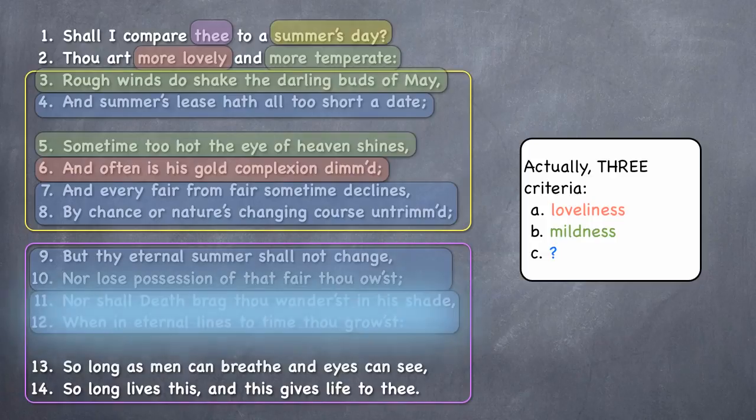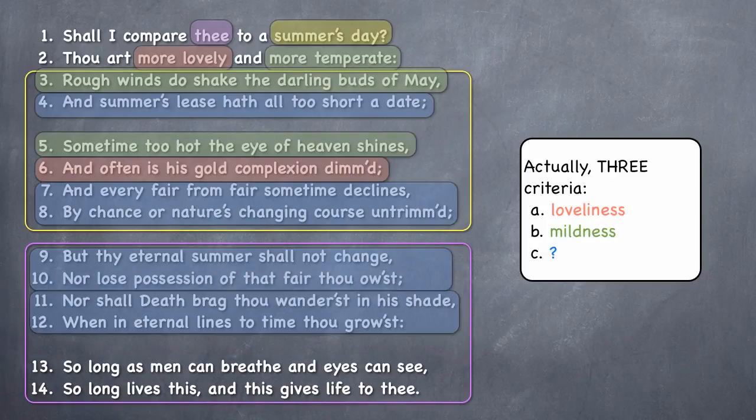Let's look at lines 11 and 12. "Nor shall death brag thou wanderest in his shade, when in eternal lines to time thou growest." Yes, death may be hovering around and about, but it will not have you. Death is powerless against you. Very interesting. Again, it has to do with time. Death will never have you.